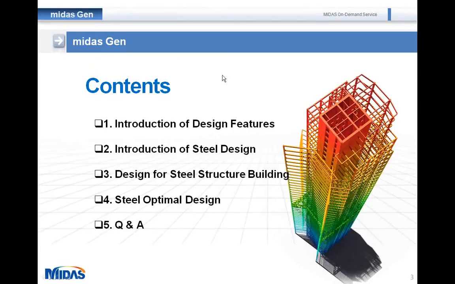Okay, let's start. If you see the contents here, you can see simply what I will be touching on. Today, we have the general session for the steel design in Midas Gen. The main purpose for this online training is to introduce some useful features of Midas Gen, focusing on the member design for steel structures. Also, through this session, you can build your capability of effective implementation in steel design. In the first chapter, I will introduce the design feature, then explain about the steel design. Next, I will demonstrate the steel design building and introduce briefly about the steel optimal design function. And then I will take the Q&A session.